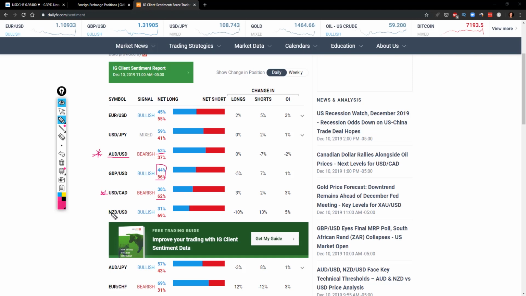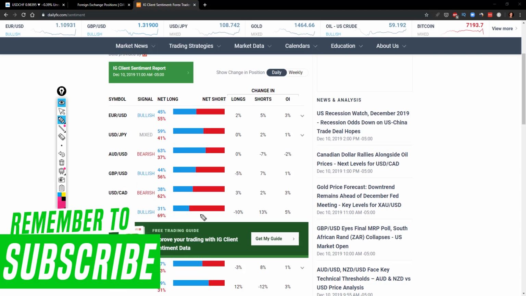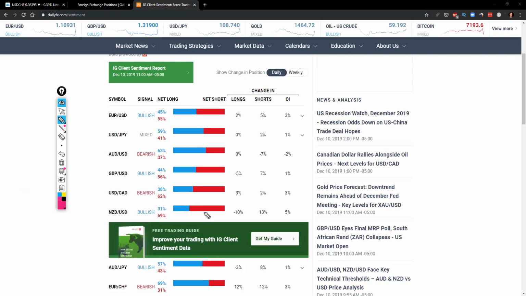Kiwi USD, this one is really garnering some interest from myself here. 69% of the book is short at the moment. And if memory serves, New Zealand dollar, US dollar has been making pretty significant highs here over the last week or so. And so no real surprise to see a majority of the retail clients being short in this case, because like I said at the beginning, these guys are often wrong.